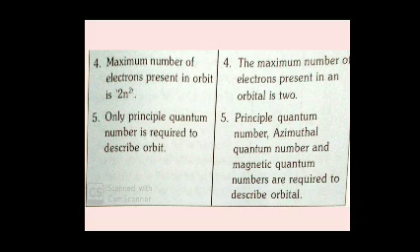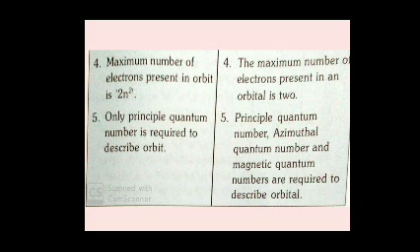Next one, the maximum number of electrons present in a shell is 2n square. n means principal quantum number: 1, 2, 3, 4, and so on. If first shell n is equal to 1, it presents a maximum number of electrons of 2 into 1 square, that is equal to 2. In second shell, 2 into 2 square, 4 into 2, that is equal to 8 electrons. In third shell, 9 into 2, 18 electrons present.